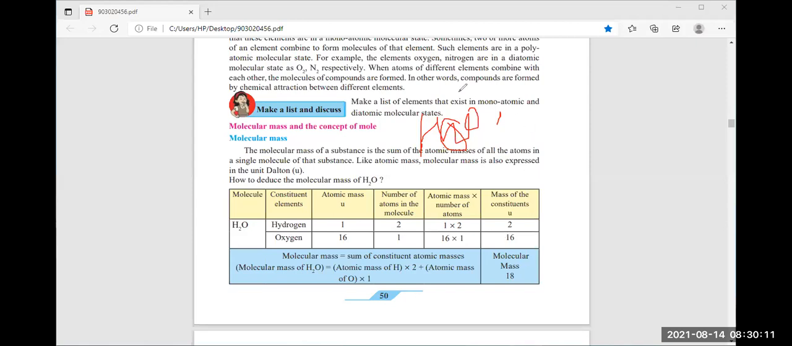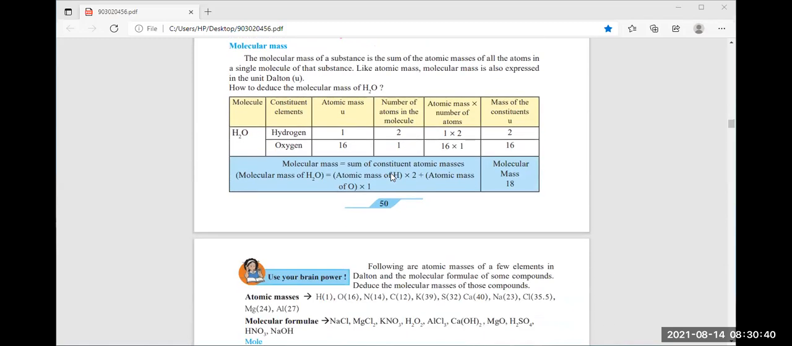Yes, sir. Understood? Any difficulty? Look here, I am explaining completely: if we take water, how many hydrogen atoms does it have? 2. How many oxygen? 1. Now we need the atomic mass: hydrogen's is 1, and what is oxygen's? 16. Then 2 multiplied by 1 for hydrogen is 2, and 16 ones are 16. So 2 plus 16, what will we get? 18. So this is the molecular mass of water.